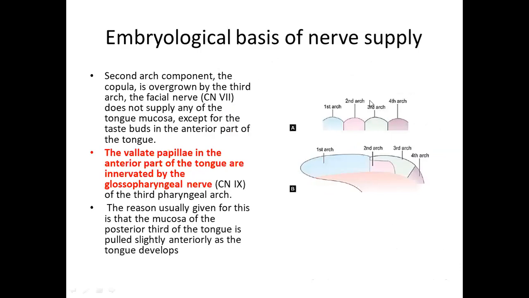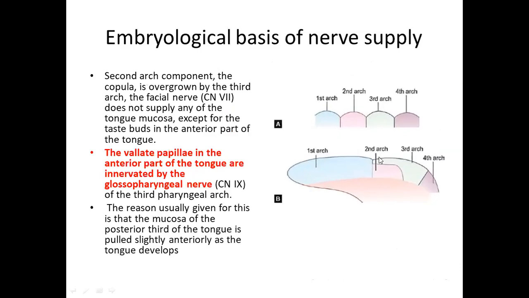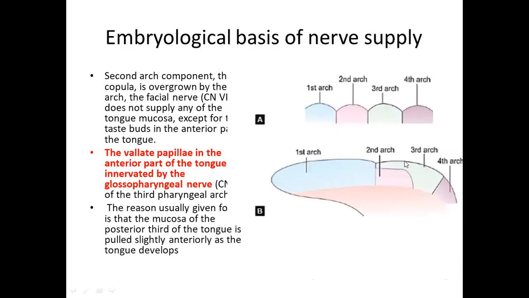Over here in this figure, you can see the second arch component being overgrown by the third and the fourth arch, principally the third arch component. That is why it gets buried, so it is not contributing to any general sensation of the tongue. The vallate papilla in the anterior part of the tongue is innervated by the glossopharyngeal nerve, which is the nerve of the third pharyngeal arch. The reason usually given is that the mucosa of the posterior third of the tongue is overgrowing, or slightly pulled anteriorly, over the anterior part.